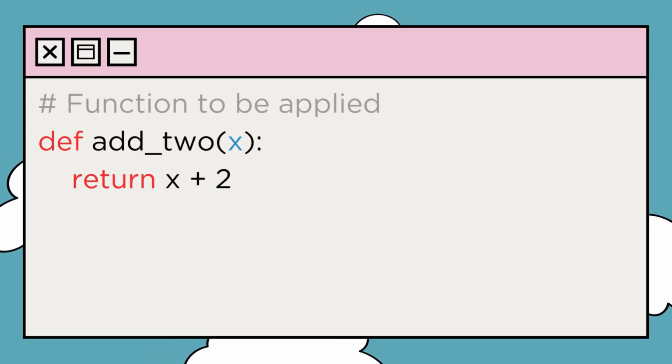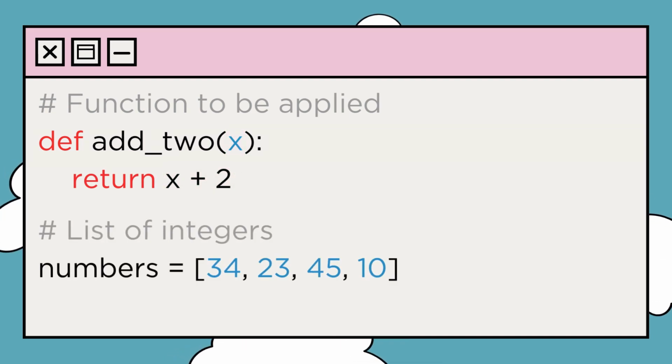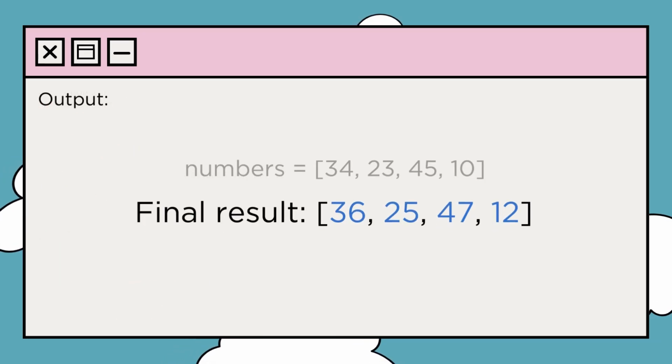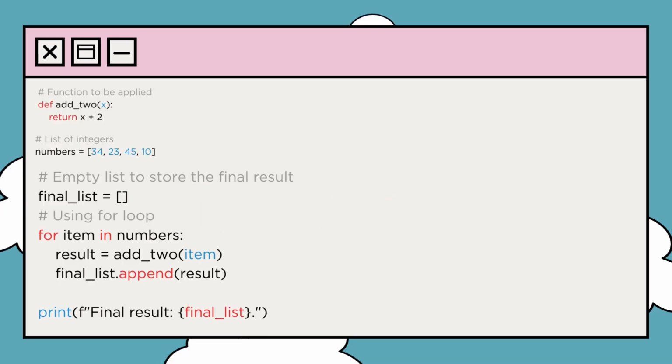Let me show you an example in which we have an add_to function that takes an argument, x, and increments it by 2, and an iterable named numbers. In the first case, you can see that the add_to function is applied to each item in the iterable using the for loop. When you run this code, you will see a list of original numbers that have been incremented by 2.